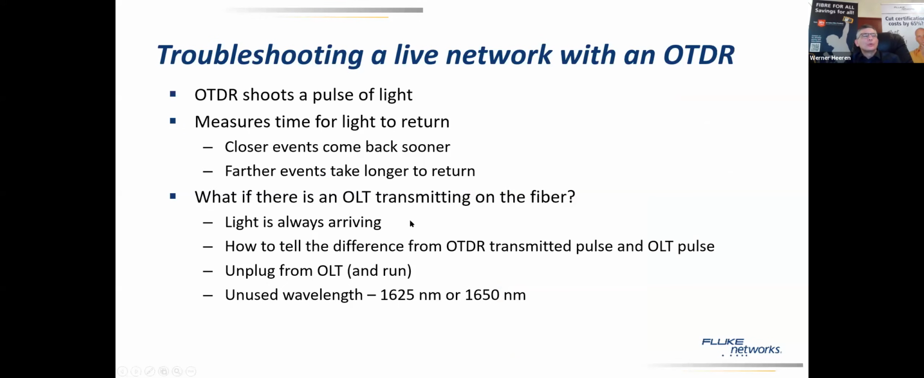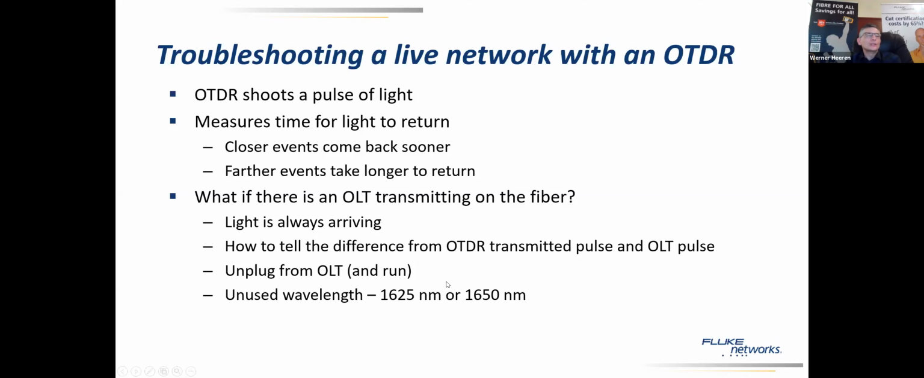But what if the OLT is already transmitting on the fiber? Yeah, the light is always on. So if you connect an OTDR to it, it will again not see the difference between: is this light from me, the OTDR, that I transmit and now want to measure the reflections of, or is it coming from an OLT or an ONT? And how to tell that difference? You can unplug the OLT and run, but as I mentioned, if you unplug the OLT, then everyone will be disconnected. You will get a lot of complaints.